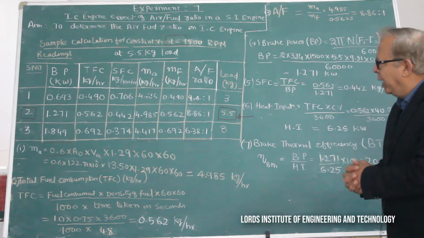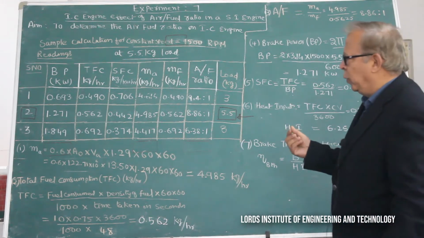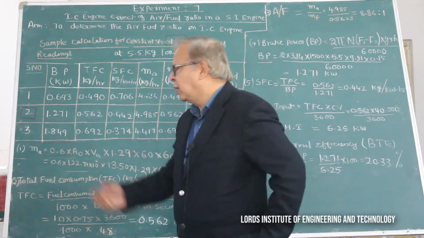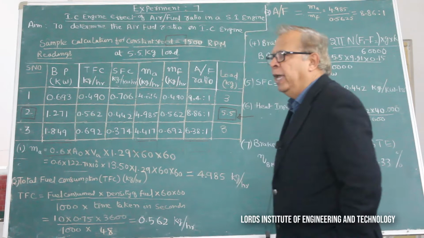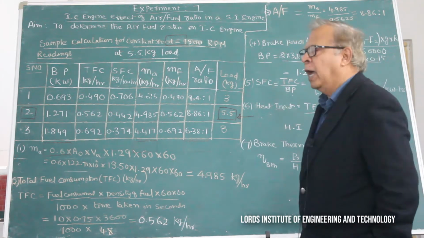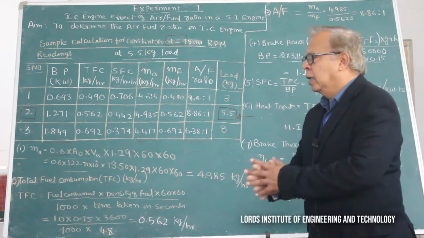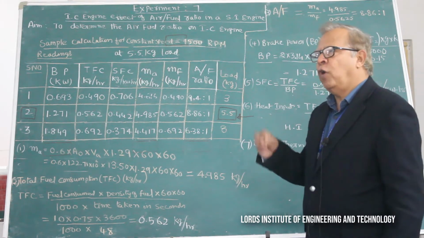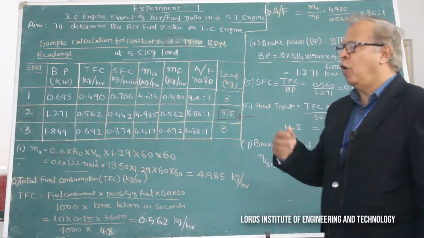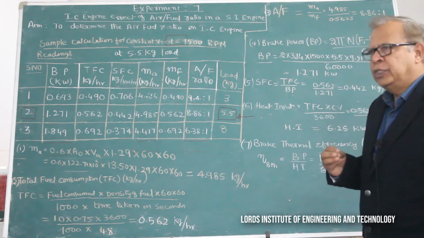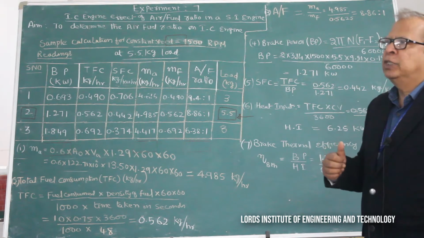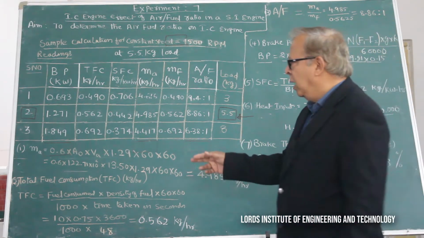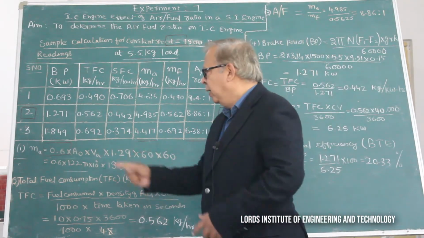Right. Now the first item we have to do is calculate the mass of the air. As I told you, the mass of the air in the experiment can be calculated using the coefficient of discharge of the orifice meter into the area of the orifice meter into the velocity of air into the density of air. If you multiply it by 60 into 60, we get it in hours. So now I am using this formula and calculating that.